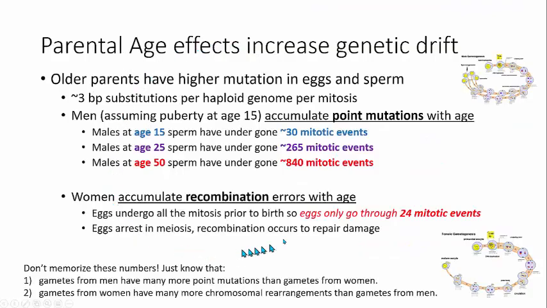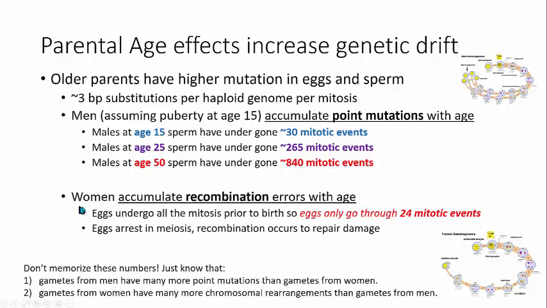I need you to very clearly understand this slide. The key point of this slide is this bullet right here and this bullet right here. In older parents, as parents age, they accumulate more and more point mutations with age. In men, it is point mutations that they accumulate because their sperm are going through many mitotic divisions. The sperm of a 50-year-old man has gone through nearly 1,000 mitotic events.